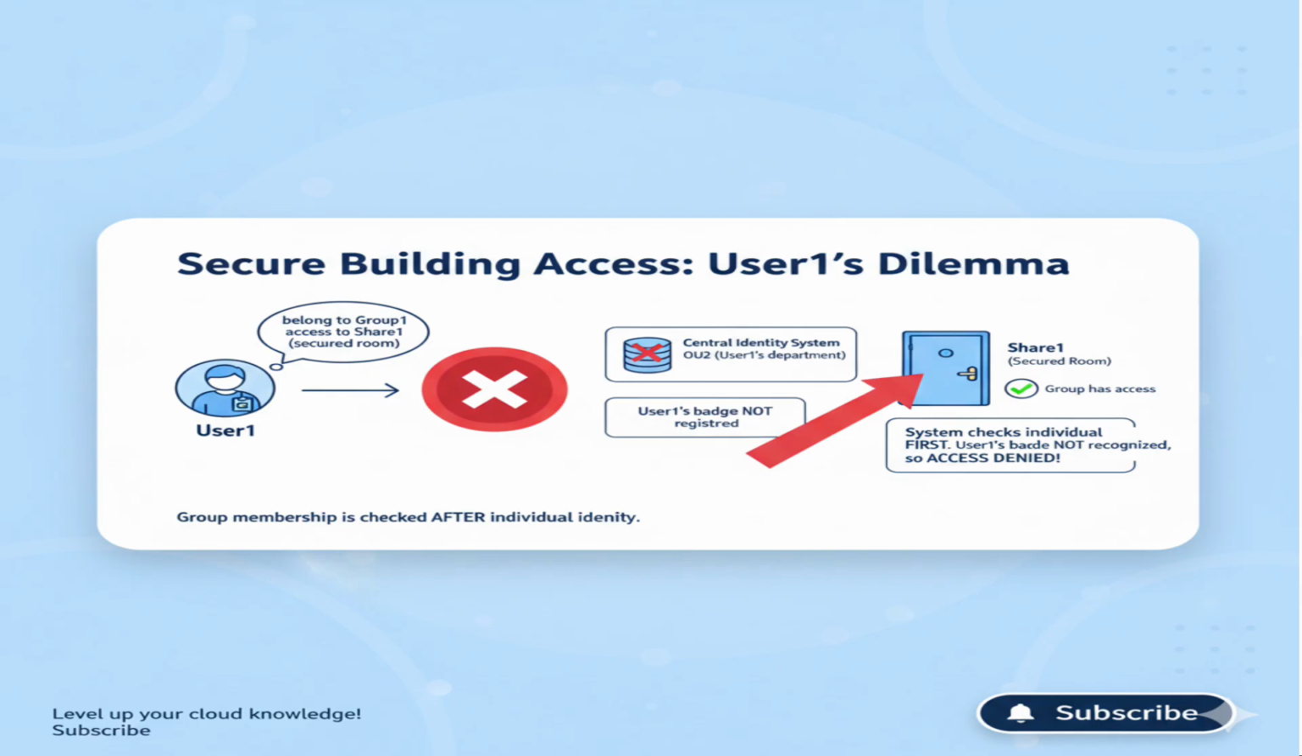Think of this like a company that only accepts employee badges that are registered in their central system. User 1 has a team membership card, belongs to Group 1, and that team has access to a secured room, Share 1. However, User 1's individual employee badge was never registered in the central system because they work in a different department, OU2, that isn't connected to the central database. Even though User 1's team has access, User 1 personally can't get through the door because their individual badge isn't recognized. The system checks individual identities first before checking group memberships.